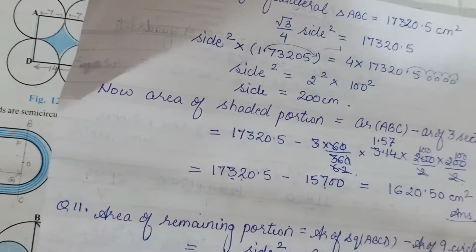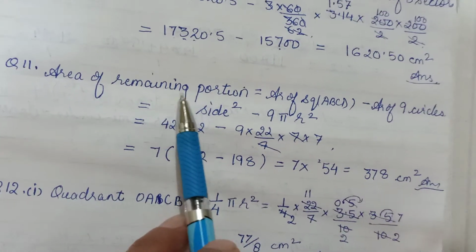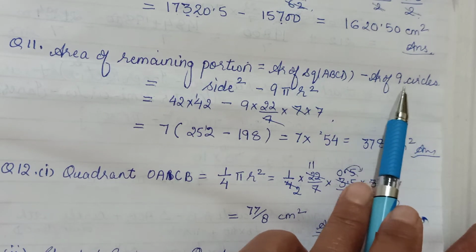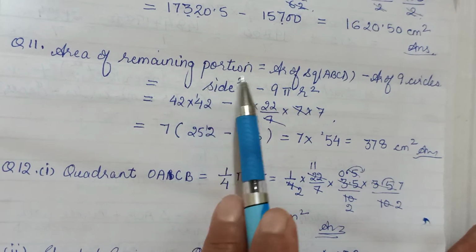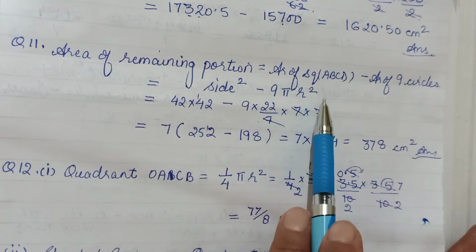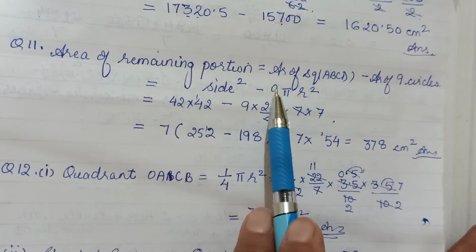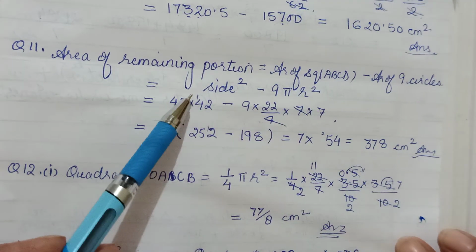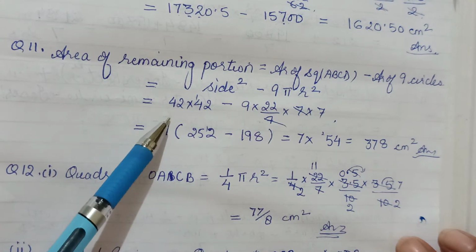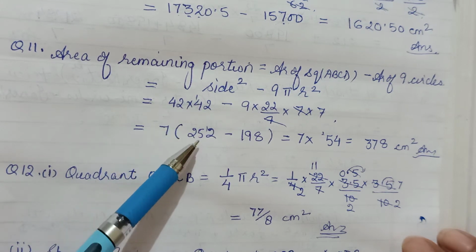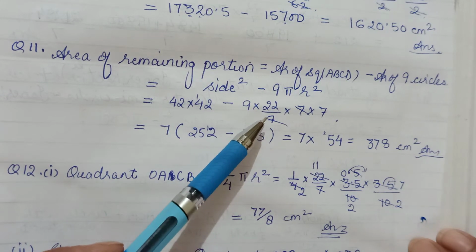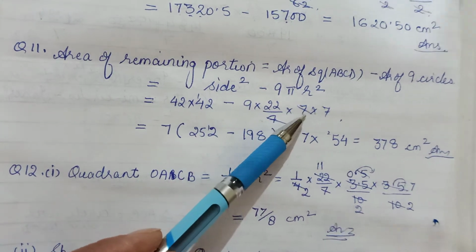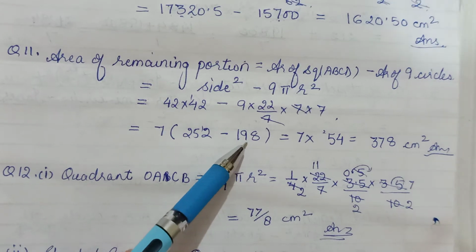Get that? Okay, so the 11th one, area of the remaining portion is area of square ABCD minus area of 9 circles. So area of square formula is side squared, the area of a circle is pi r square, and we have 9 such circles, so 9 pi r square. This is the area of our design. So side was 42. I had just explained how 42 came. So 42 into 42 is the area of the square, and 9 pi is 22/7. Radius was told as 7 into 7. Cancel it out. Get that?